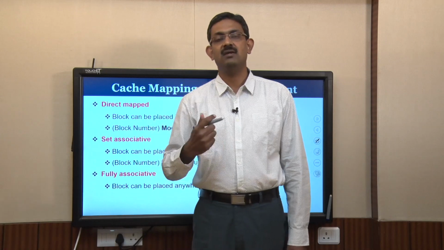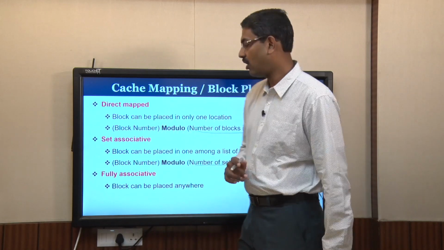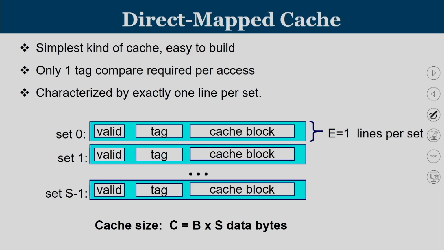So, it is a design choice. A cache memory should be designed as a direct mapped cache, a set associative cache, or a fully associative cache. Now, a direct mapped cache is the simplest kind of cache and it is easy to build. For each memory address that the CPU gives, there is only one unique block in cache memory where it can be present. If it is present, it will be present only there. So, only in that particular block you have to go, and in that block perform tag comparison, and if it matches, it is a hit. So, it is characterized by exactly one line per set.